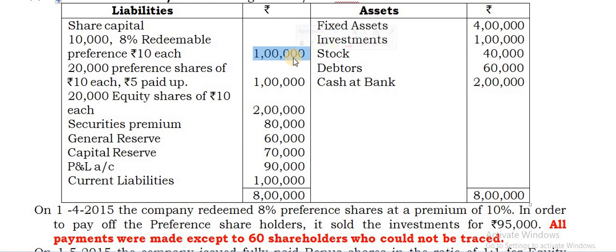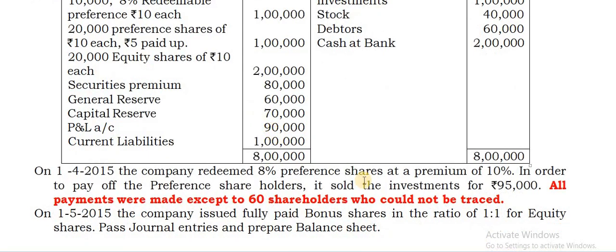It is the fully paid preference shares. So what is the face value of that? It is 1 lakh. So 1 lakh redeemed at a premium of 10%. 1 lakh into 10% gives you 10,000. That's the premium payable on redemption. The 10,000 you can take from the securities premium because there is sufficient securities premium here. And no fresh issue of shares is given. This is the new adjustment for you. All payments were made except to 60 shareholders who could not be traced.